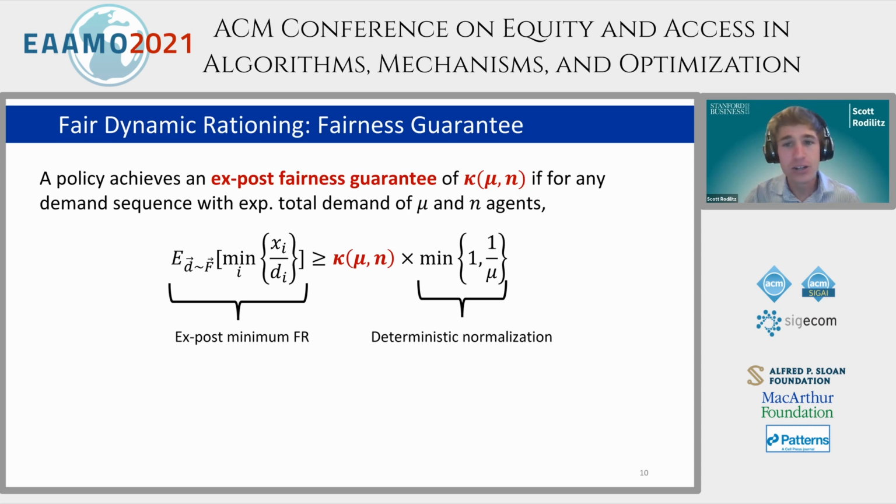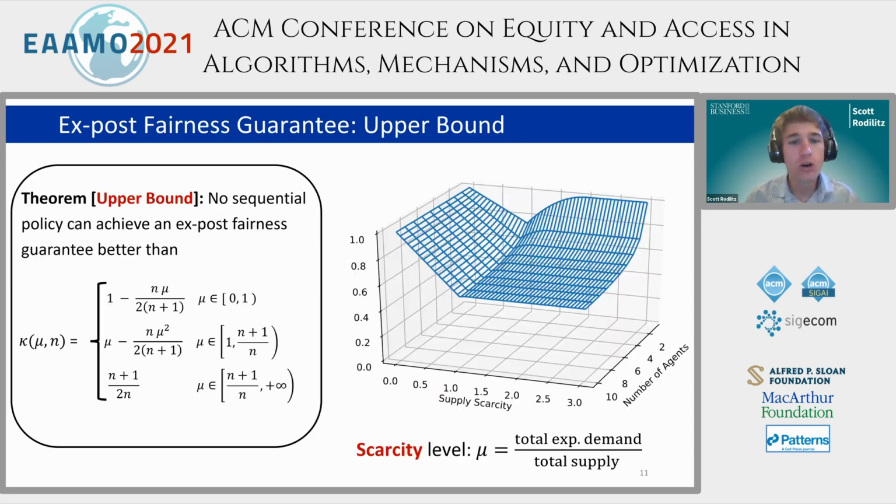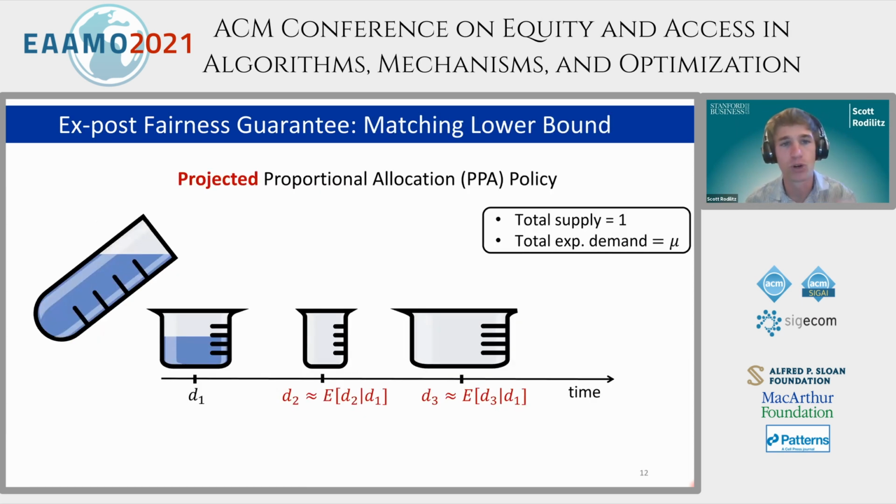All right, so I'll start with the bad news. Unfortunately, no sequential allocation policy can achieve an ex post fairness guarantee better than this surface for kappa. It's decreasing in the number of agents, as you might expect. The more decisions you have to make, the more challenging this problem becomes. And so we're not going to do any better than this parameterized surface. But in fact, we can achieve exactly this upper bound, and we can do so using a fairly simple adaptive policy. That policy is called projected proportional allocation.